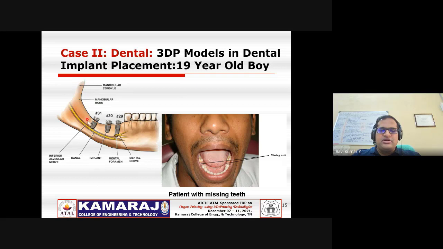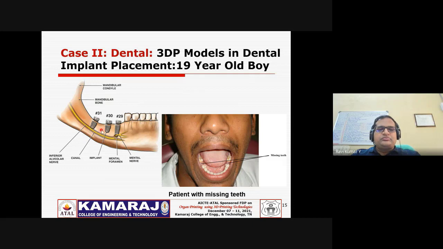But here, the biggest challenge for the surgeon or the dentist is that you will be having this inferior alveolar nerve. You are not able to get information about this nerve, because through the impression technique you only get the outer surface of the jawbone. He may not know about this nerve, so he may under drill or over drill, and if he over drills, there is a chance he will damage this nerve.